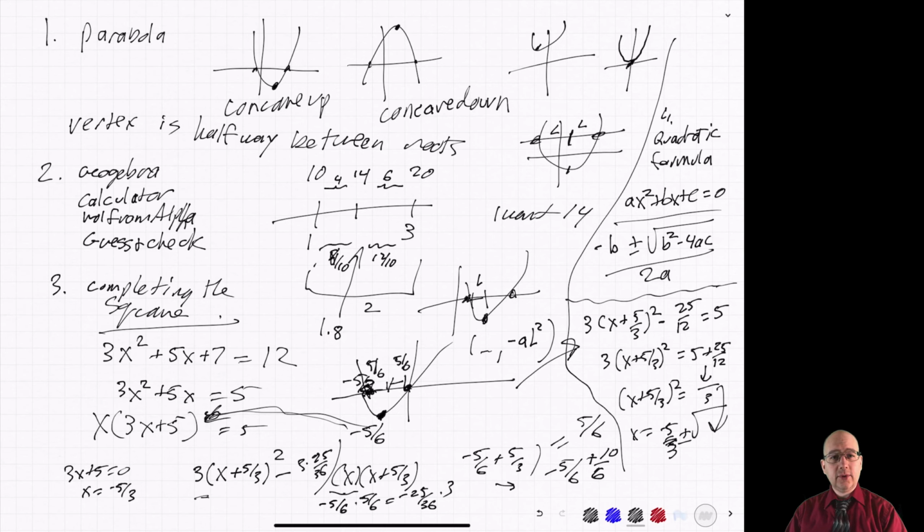Obviously this is messy. Most of the time it's messy. Did I mention GeoGebra and Wolfram Alpha in the calculator? Those are good tools. They just give you answers. But anyway, if you want to do this algebraic mess, you can.